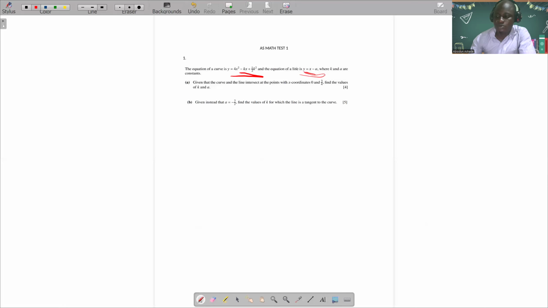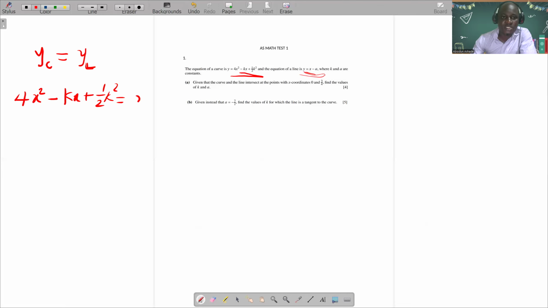Don't forget, when we have a curve and a line intersecting, the y coordinate of the curve at that point will be equal to the y coordinate of the line at that point of intersection. What we are actually saying is that 4x squared, which is our curve, minus kx plus half k squared is equal to the y of the line. That means x minus a. That's what we mean by when the curve and the line intersect.